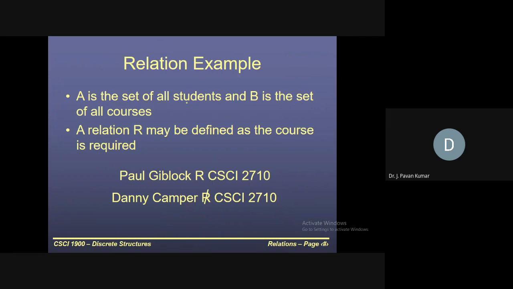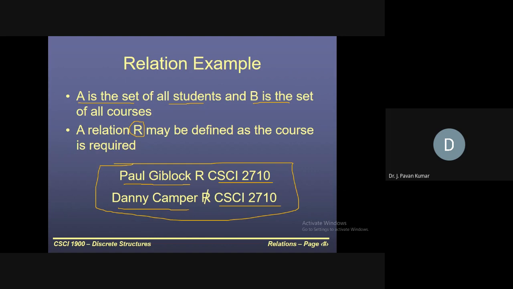Now let us see some more examples. Say we have the set of students as A and the set of courses as B. Now one particular student has enrolled in one course. Keep in mind that enrolled is the relation name. Instead of R, you consider R as enrolled. Let us say the student Paul enrolled in so-and-so course, and Danny did not enroll in so-and-so course. This can be represented like this. This is the relation example.